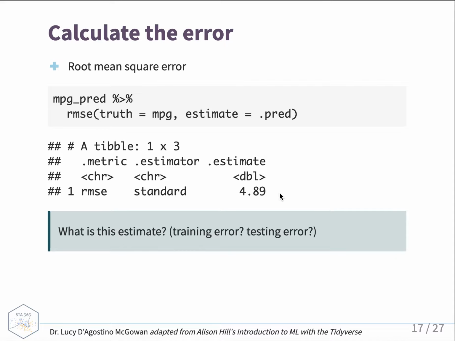Okay, now what is this estimate? Is this training error or testing error? If you remember when we created the mpg_pred data frame, in the predict function, the new data that we plugged in was actually the same data that we trained our model on. So we got predicted values for the same training data. That means that this estimate is training error. If we had used a new data frame in that new_data part of the predict function, then this estimate would be testing error.